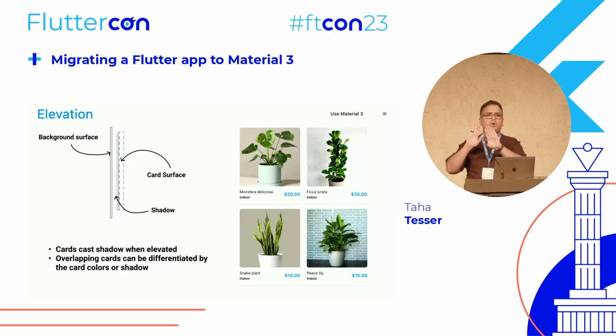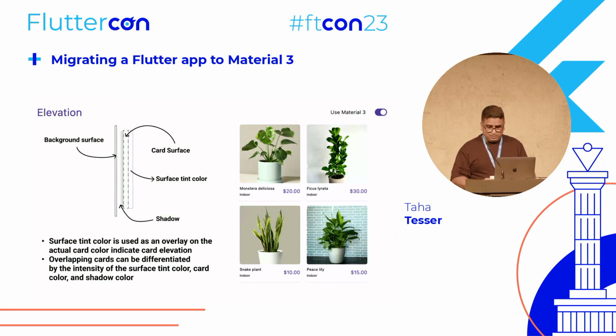And if you put 2 cards on top of each other, you can determine which card is on which by their shadow and the color. If you're not using shadow, you can provide 2 different colors to 2 different cards, and you can see which card is on top of which card.